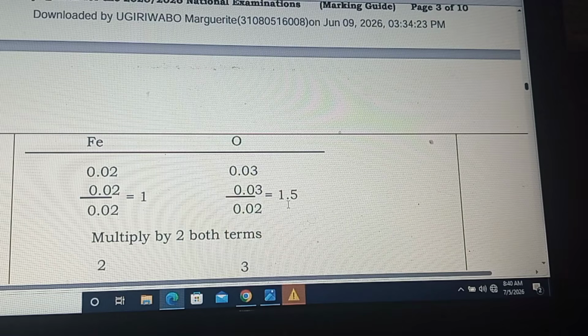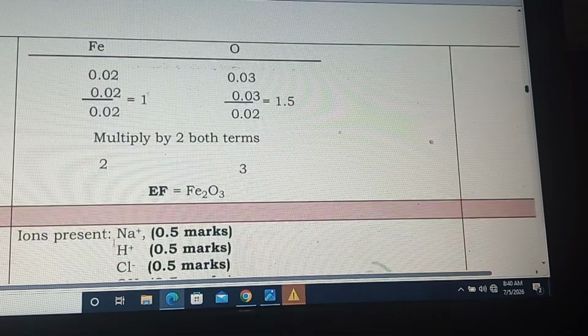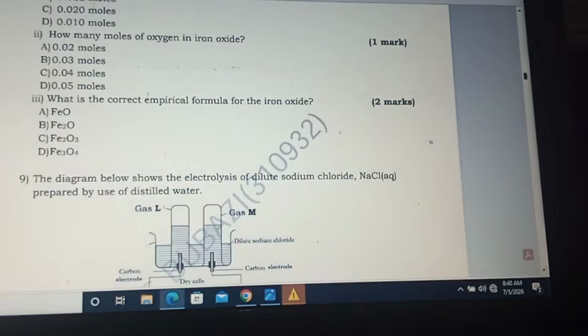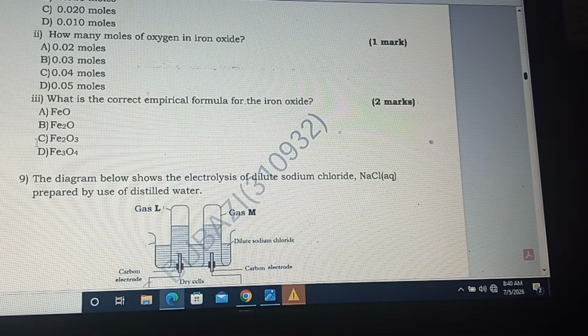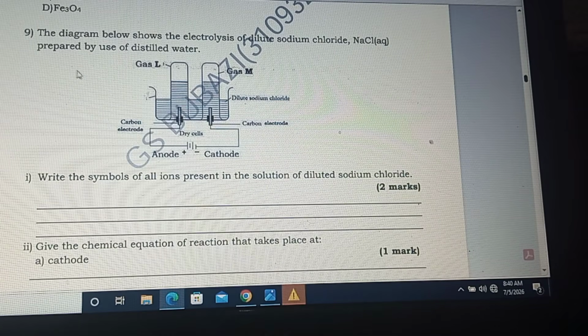If you get a decimal number, you can multiply by any number in order to remove the decimal point. We multiply by 2: 2 times 1 is 2, and 1.5 times 2 is equal to 3. You can get iron 2, oxygen 3. Means that the best option is this one, C, Fe2O3. Let's continue with question 9.